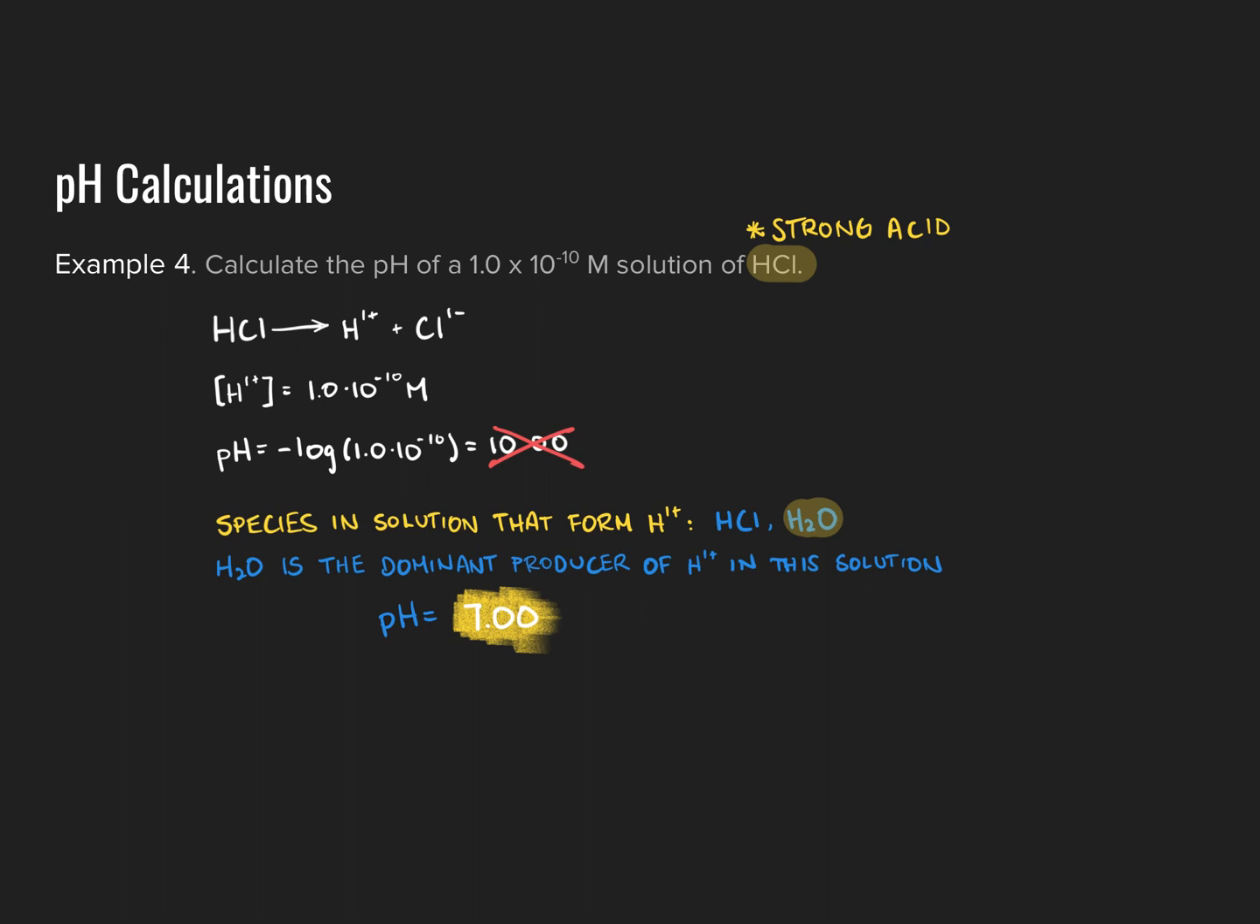And the long story short about this is to take away the idea that you need to consider all of the different species in solution that can generate hydrogen ions before you start simply going through and making algorithmic calculations. So with that word of warning taken care of, let's now go ahead and move on to our next type of problem.